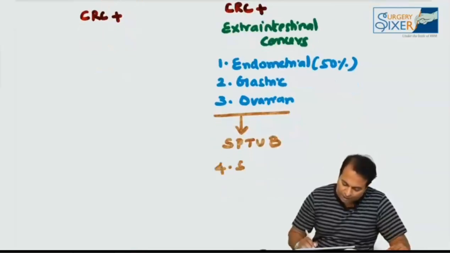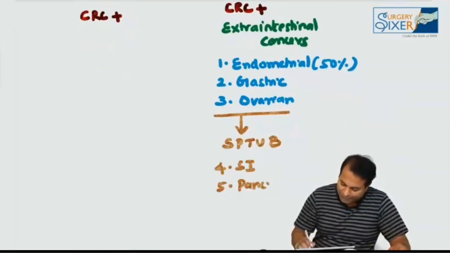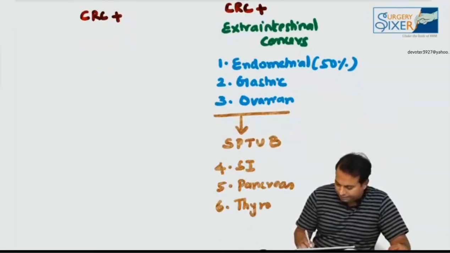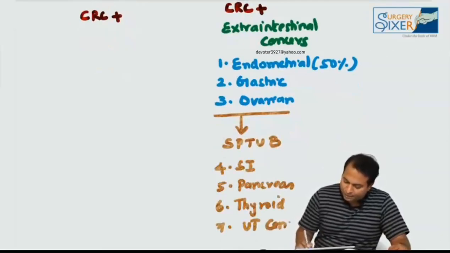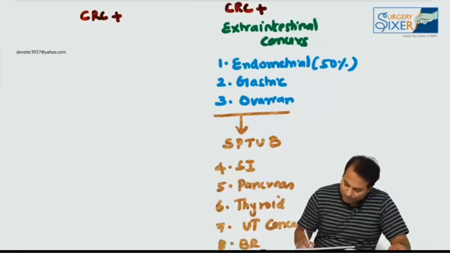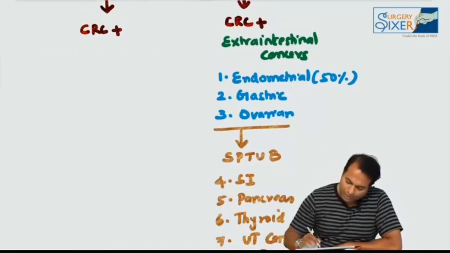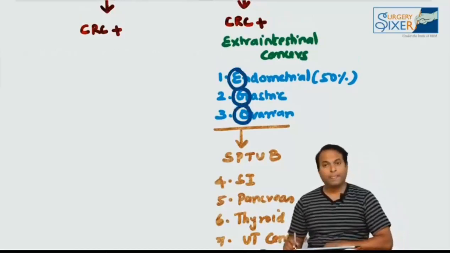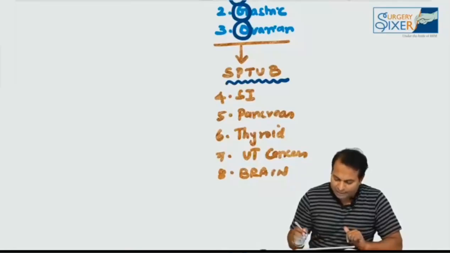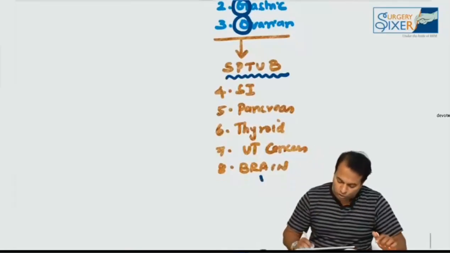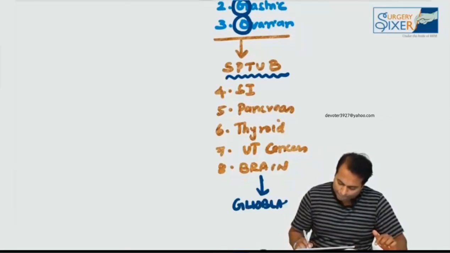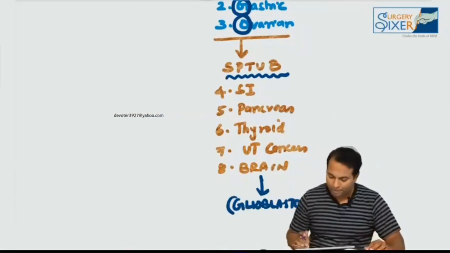The other cancers associated are small intestine cancers, pancreas cancers, thyroid cancers, urinary tract cancers, and brain tumors. So remember the mnemonic EGO TUB: E for endometrial, G for gastric, O for ovarian. So small intestine, pancreas, thyroid, urinary tract, brain. The brain cancer which is most common here is glioblastoma.